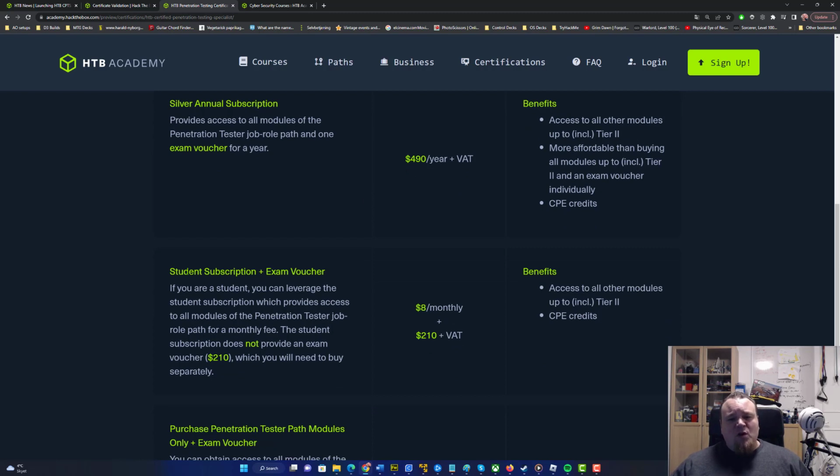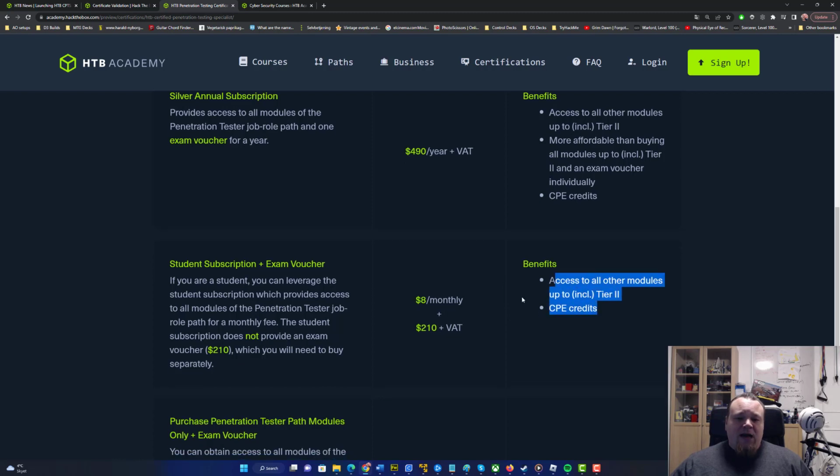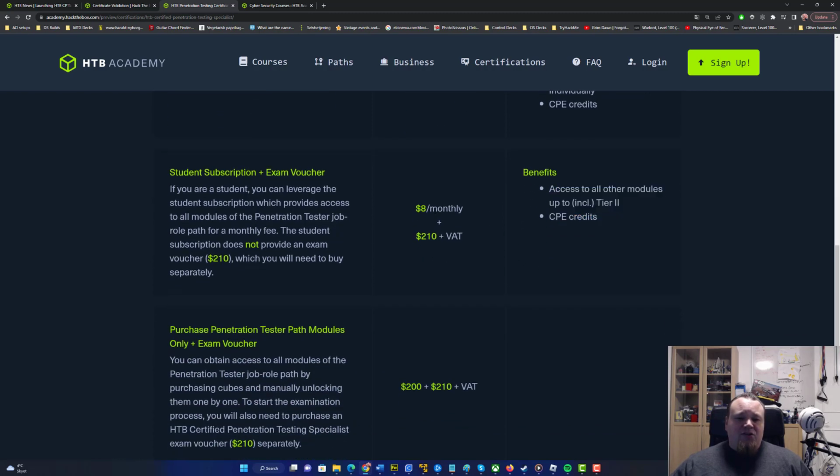Student subscription and exam voucher. So if you're a student, you can leverage the student subscription, which provides access to all modules of the penetration tester job role path for a monthly fee, $8 monthly. Okay, that's really nice. The student subscription does not provide an exam voucher, $210, which you will buy separately. So you can actually get this a bit cheaper if you are studying. So if you're studying and you want to do it, please just do it while you are studying. I'm actually studying at the moment, so I could actually do that if I wish to do it.